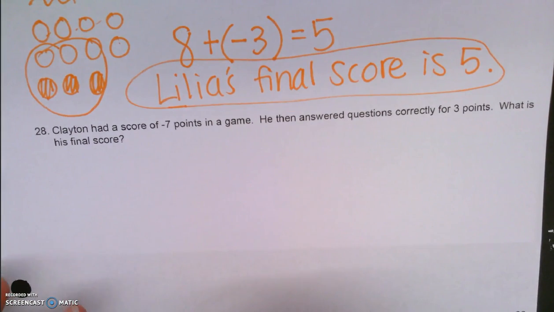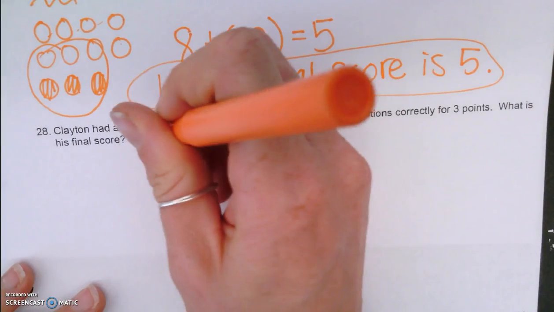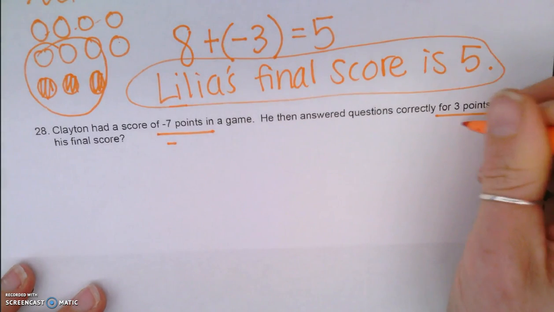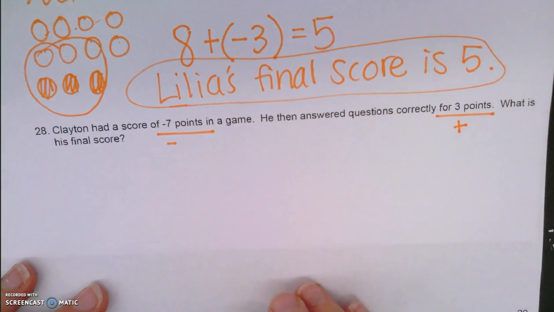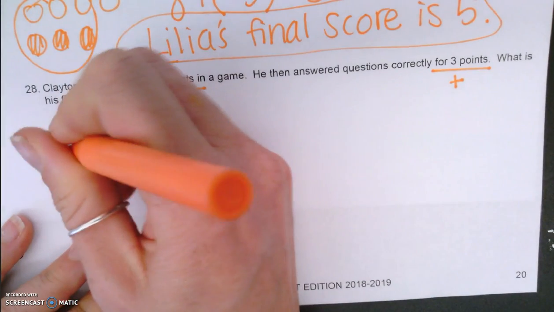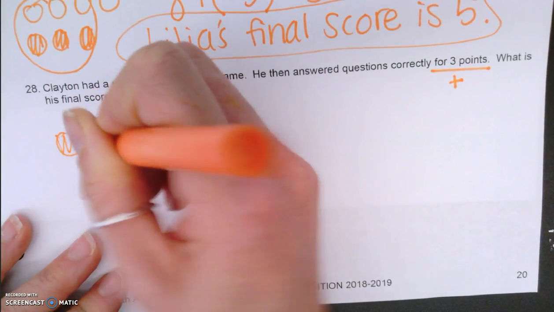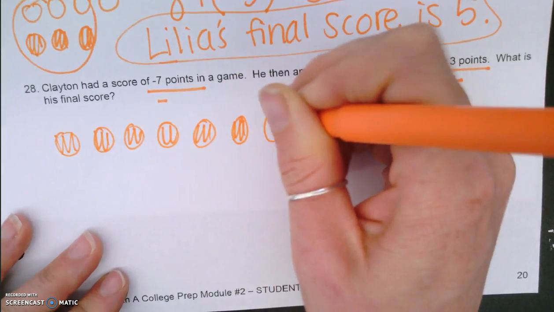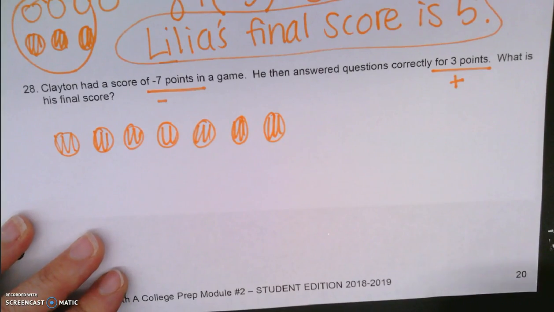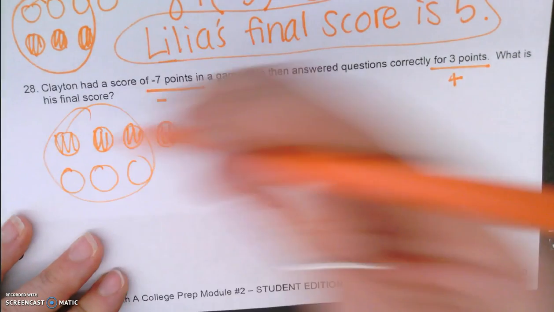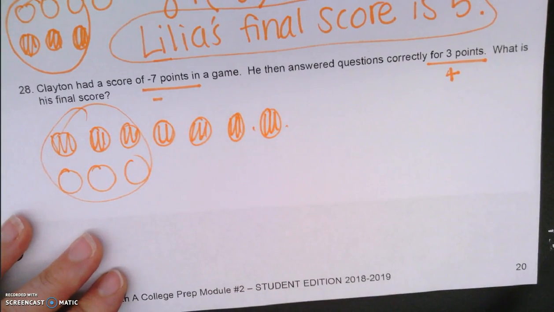Well, let's read again and underline the important information. Clayton has a score of -7 points. He then answers correctly and gets 3 more points. What's his final score? Do you think he'll end up with positive points or negative points? Well, we first started with -7, so I'm going to put in -7 chips. 1, 2, 3, 4, 5, 6, 7. 7 filled in chips. And then I'm going to add 3 positives. Once I get rid of my 0 pairs, there's 4 negatives left over.